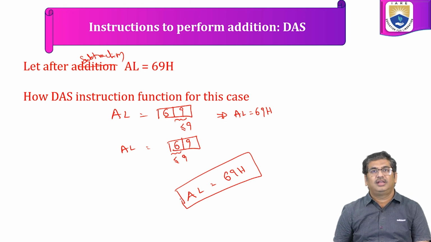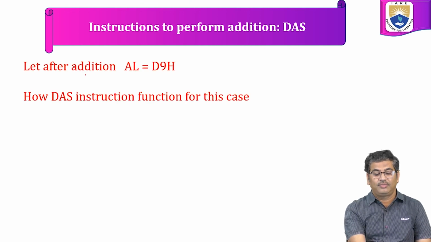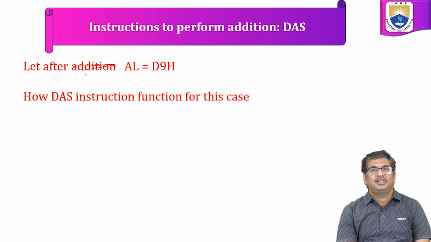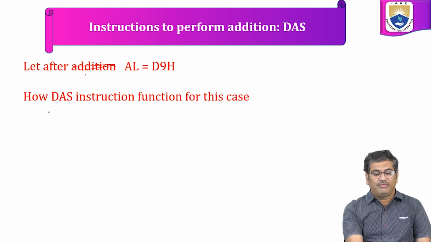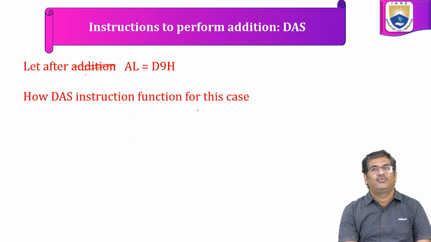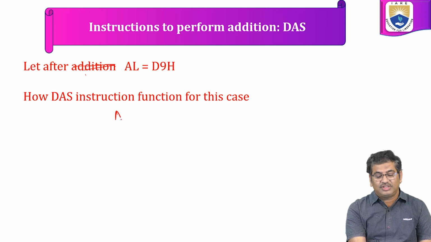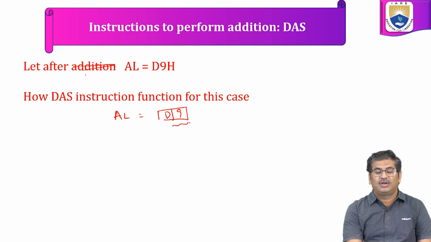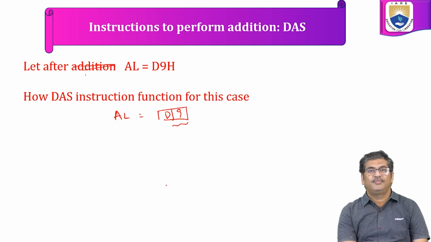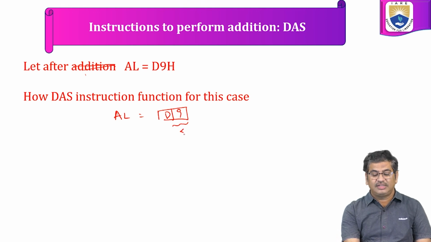Now we will see the illustration with respect to one more example. Let us assume after subtraction, the AL register content is D9H. Now we will see how this DAS instruction functions for this case. So first I am taking the AL register contents as D9H. In the first step, we examine the lower 4 bits, the lower nibble. In this example, the lower nibble is a valid BCD number as it is less than or equivalent to 9, so don't alter the contents of the AL register. It remains D9H.